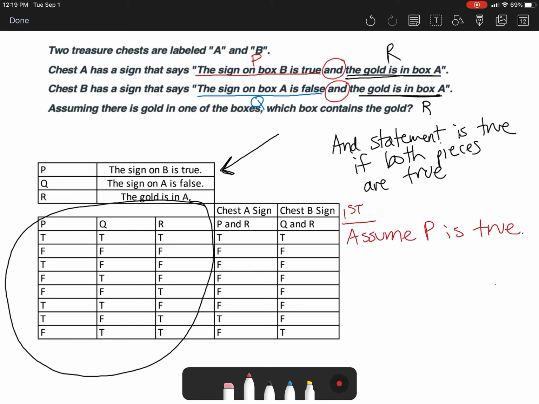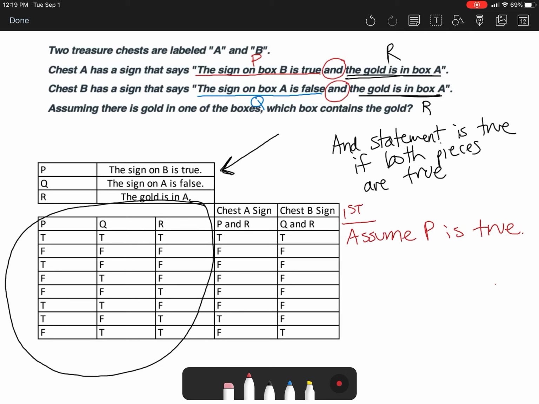Okay, so P says the sign on B is true, and right now I'm going to assume that is a true statement. Well, if the sign on box B is going to be true, then both pieces would have to be true. That would mean the sign on box A is false, but then that causes a contradiction. Because if I assume P is true, and the sign on B would then have to be true, it then makes P have to be false, so it takes itself in a circle.